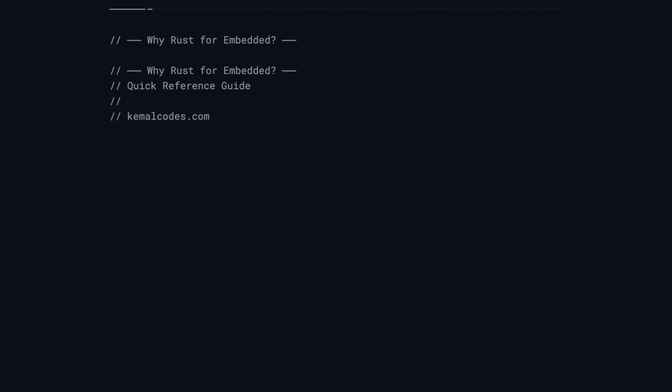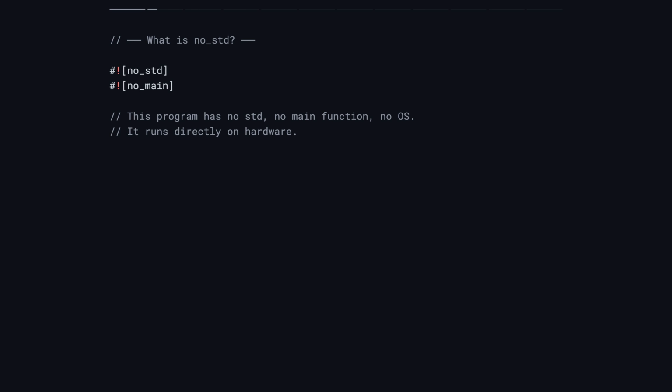Let's break it down. What is no_std? The Rust standard library, std, depends on an operating system. It uses heap allocation, threads, file I/O, and networking.